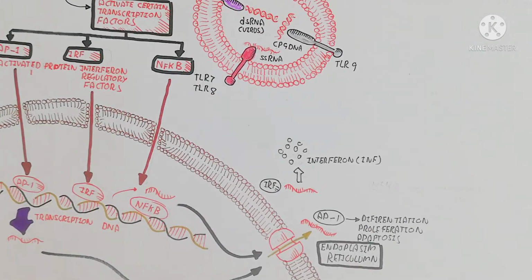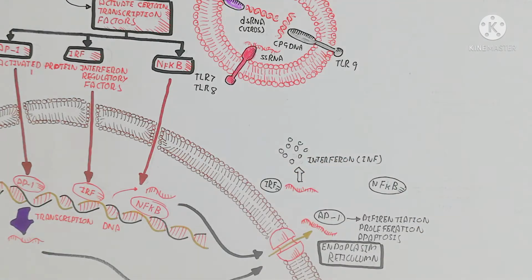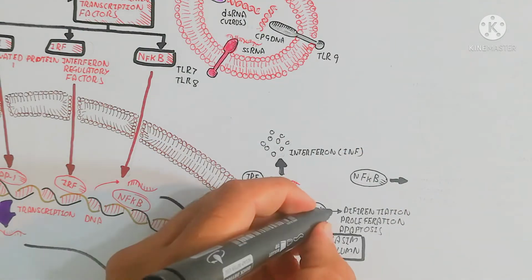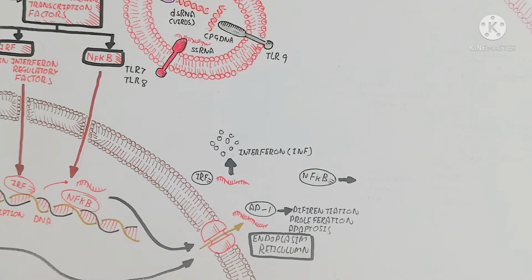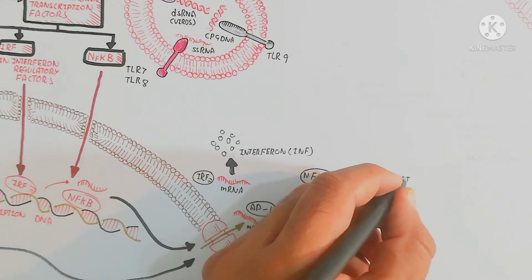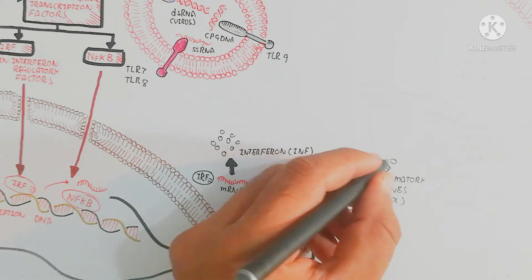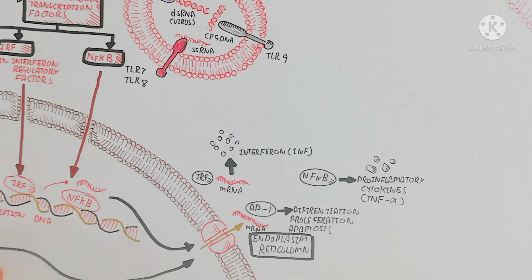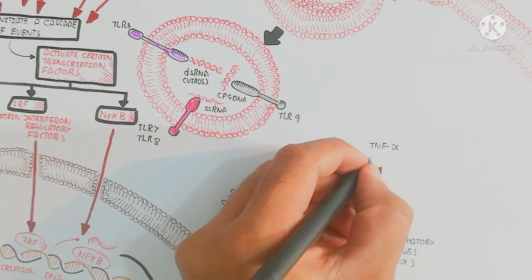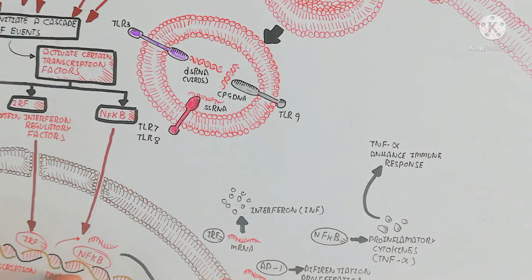On the other hand, the IRF messenger RNA will produce interferon, and the nuclear factor kappa B messenger RNA produces pro-inflammatory cytokines, for example, tumor necrosis factor alpha. So these produce TNF alpha, which is pro-inflammatory, and will be activated to become inflammatory, enhancing the immune response via TNF alpha.